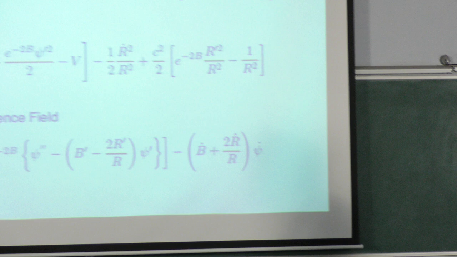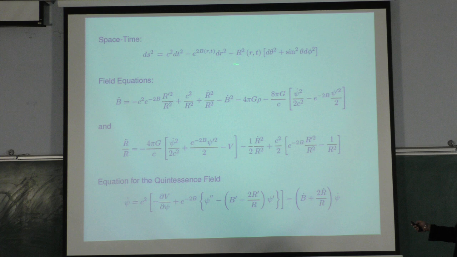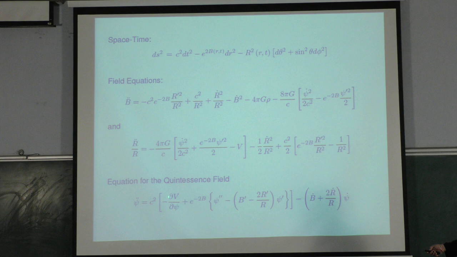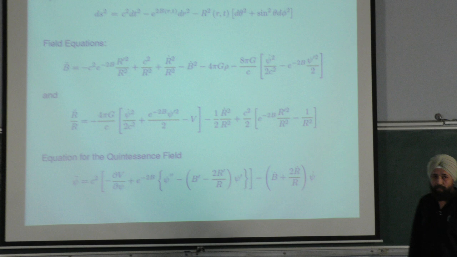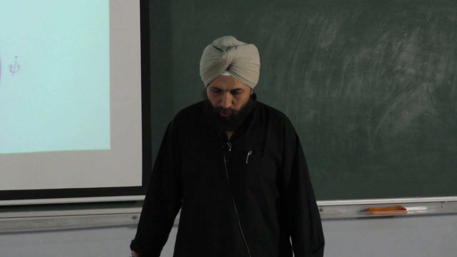So these are the equations. We have the metric, the field equations, and the quintessence field. So this is the Tolman-Bondi metric. And these are the equations for the metric coefficients. There are two unknown coefficients, B and R. And then we have the scalar field, the quintessence field, psi. The equation of motion for that is given by this. So we have three second order nonlinear coupled partial differential equations. It's a difficult system of equations to work with. And numerics essentially held us back for quite some time.